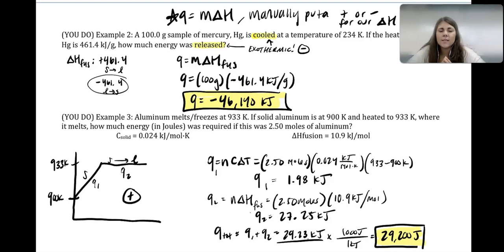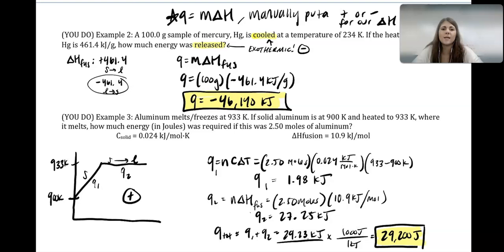In example two, I noticed that it had some keywords that hinted that this was going to be an exothermic reaction. They said the word cooled. They also said released. Okay. So with this one, when we look at 461.4 kilojoules per gram for fusion, it's a positive value if going up, solid to liquid. If it's going backwards, liquid to solid, we have to use a negative 461. So here, I'm going to manually put negative 461.4, multiply by the 100 grams, and I end up getting negative 46,140 kilojoules for the amount of energy released.